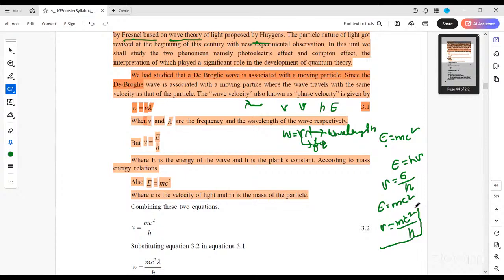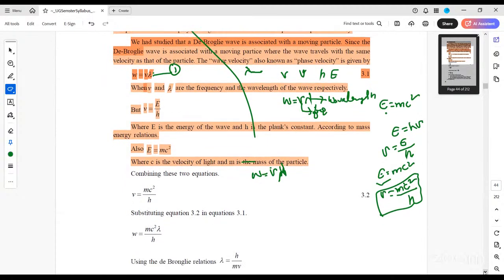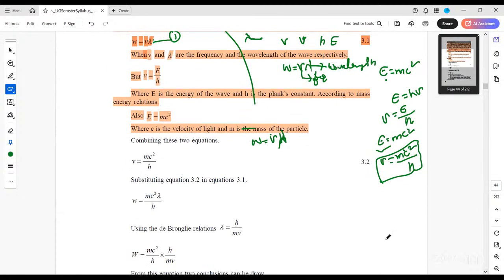This nu value I'm substituting in the first equation, equation number 1. What is equation number 1? W equal to nu lambda. W equal to nu times lambda. In place of nu, substitute mc square by h. In place of lambda, substitute the other one. As per the de Broglie equation, lambda equal to h by mv. Substitute nu and lambda both in the phase velocity.